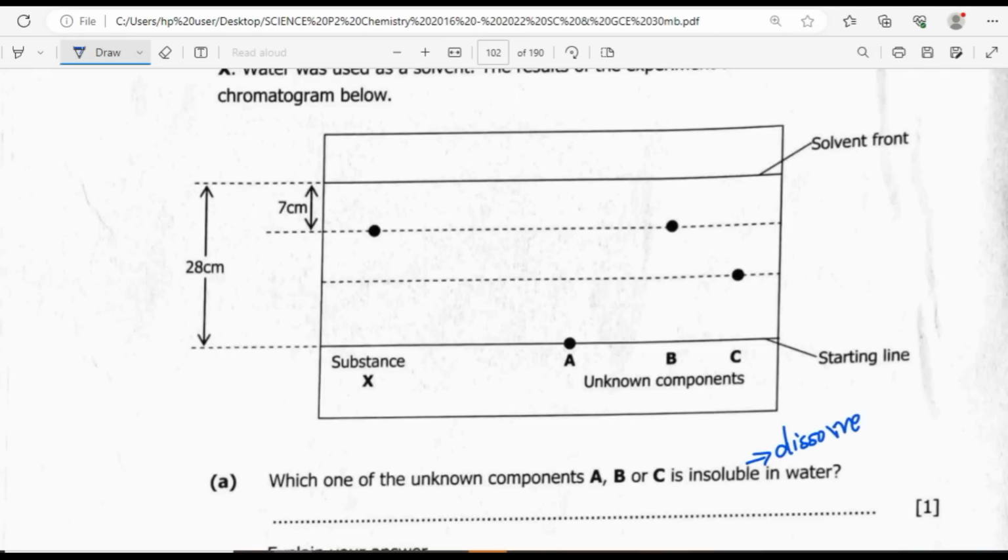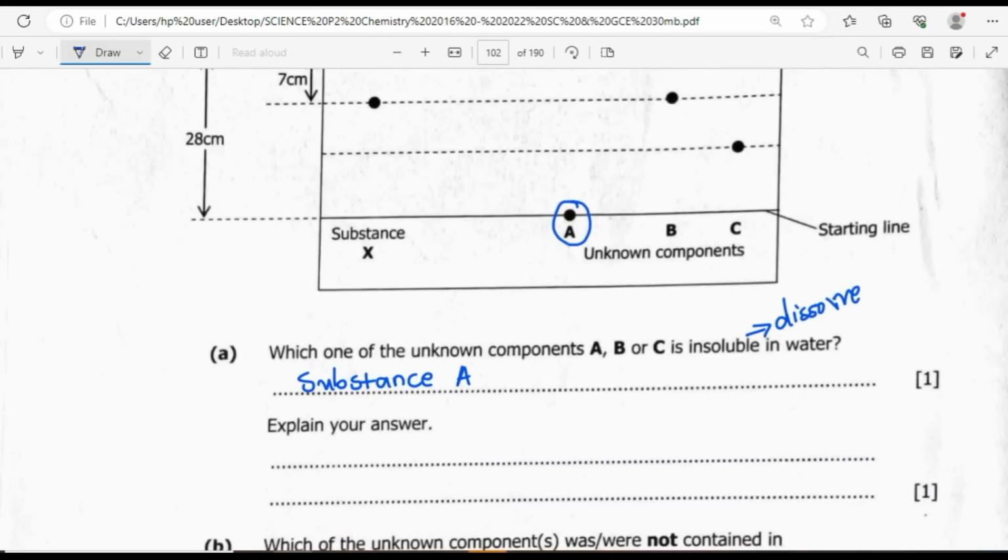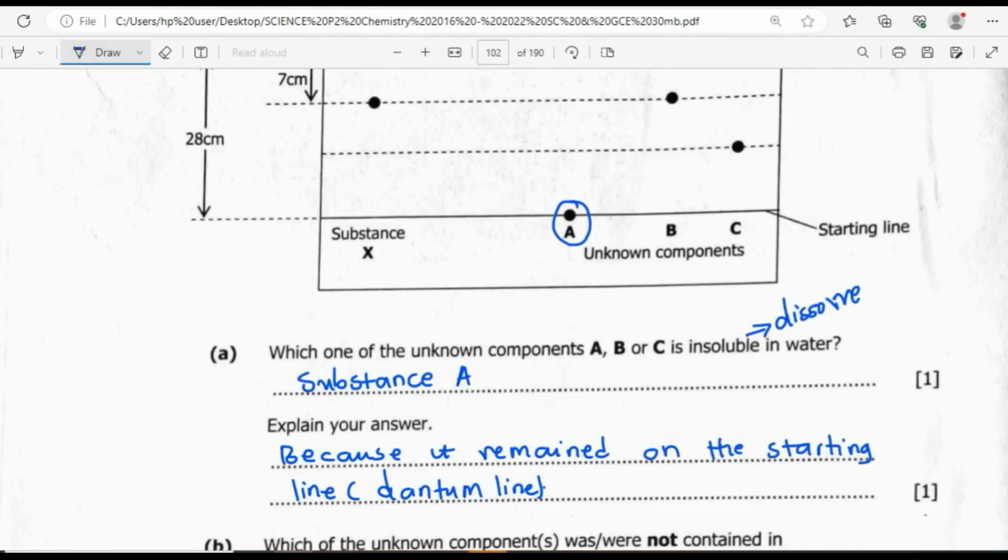Now, how do you tell from a chromatogram that a substance is insoluble? You look at the one that remained on the starting line. So we can say that A did not move, which means that it didn't dissolve. So we say substance A. Then explain your answer: because it remained on the starting line. Remember, the starting line is also known as the baseline. So if you find a baseline, please never be confused.